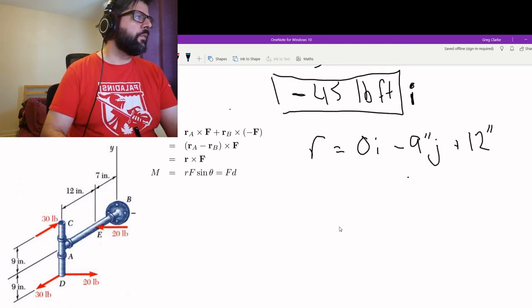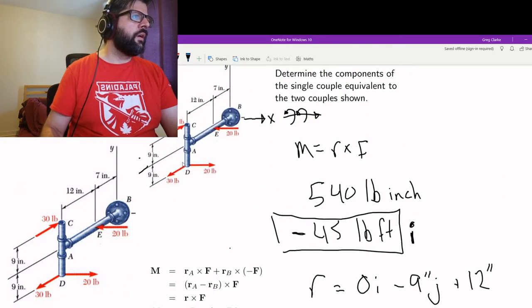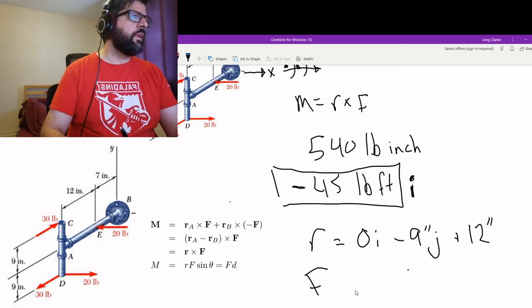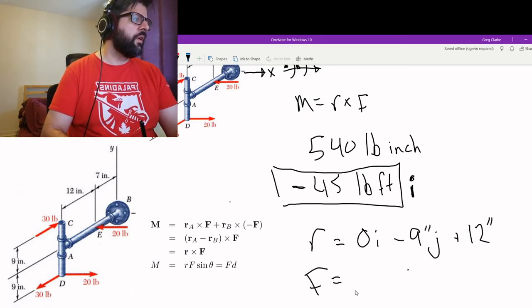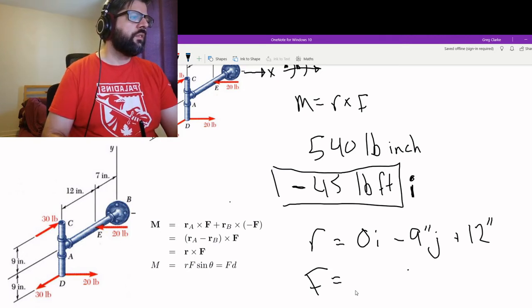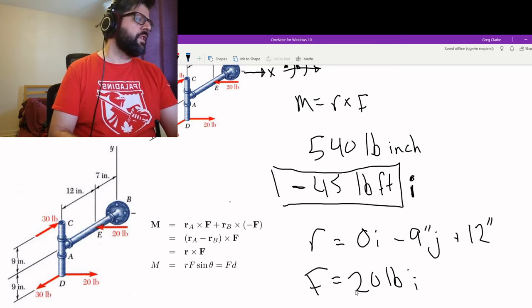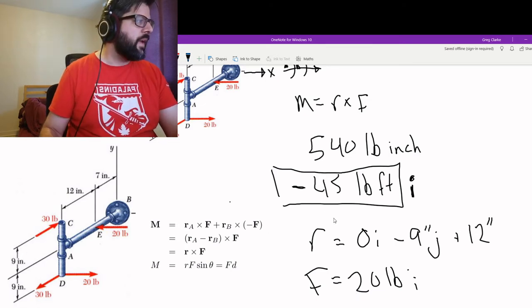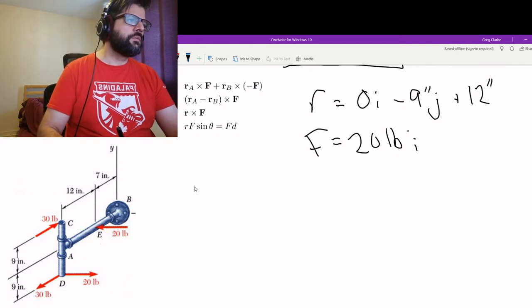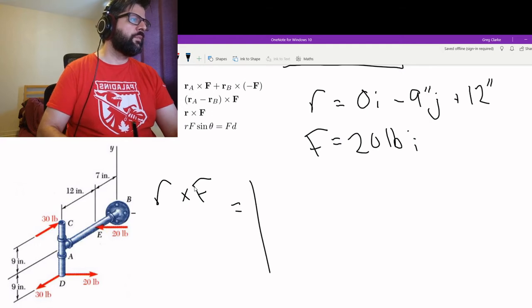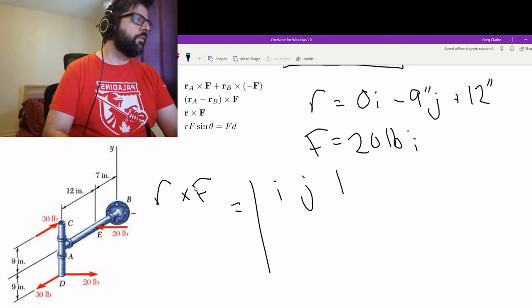Well, we also need to know what our force is. So again, we're looking at the one from D, so that is acting in the positive I direction along the x-axis. So that'll be 20 pounds times I, plus 0 J plus 0 K. I'm not going to bother writing it for that one. So I just need to take the cross product of those two things. So we'll use this method. It's relatively foolproof, I find.